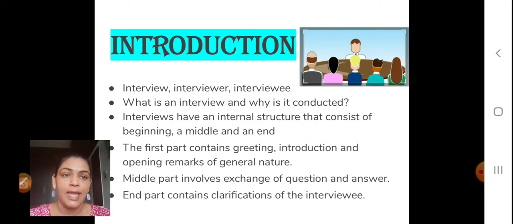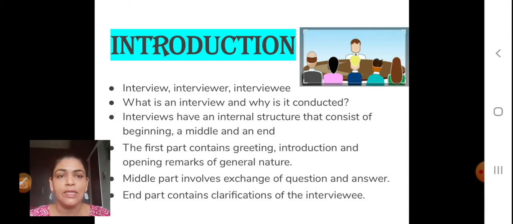Interviewee, on the other hand, is the person who answers the questions. Interviewee seeks the position or the job, and that is why interviewee answers the questions and tries his level best while appearing for the interview. Interviews have an internal structure that consists of a beginning, a middle, and an end.